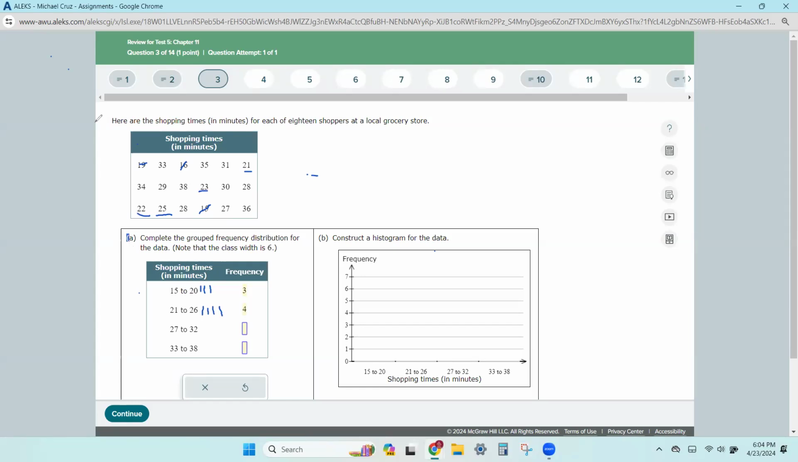27 to 32. Not that one, not there, but there's one. There's one. There's one. There's one. And there's one. And there's one. So that's 6.